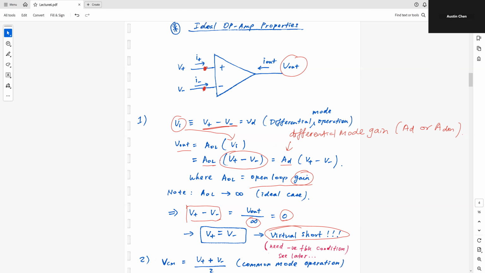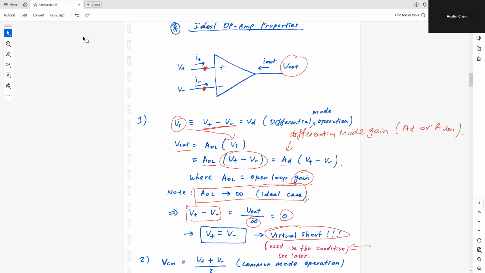Now, in order for you to claim that you have a virtual short, not only do you need to have large A_OL, all the way to infinity, but you will also need another supporting condition, the so-called negative feedback. So in order to have a virtual short, number one, you need large A_OL. How large? All the way to infinity, infinitely large open loop gain. Second, you need to also have the negative feedback condition. And this is something that we will also discuss shortly.